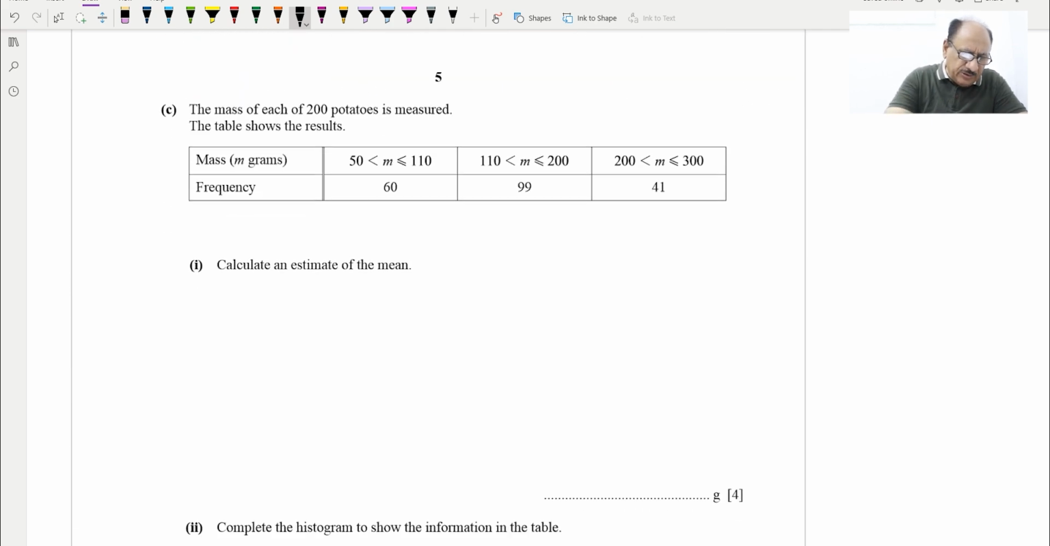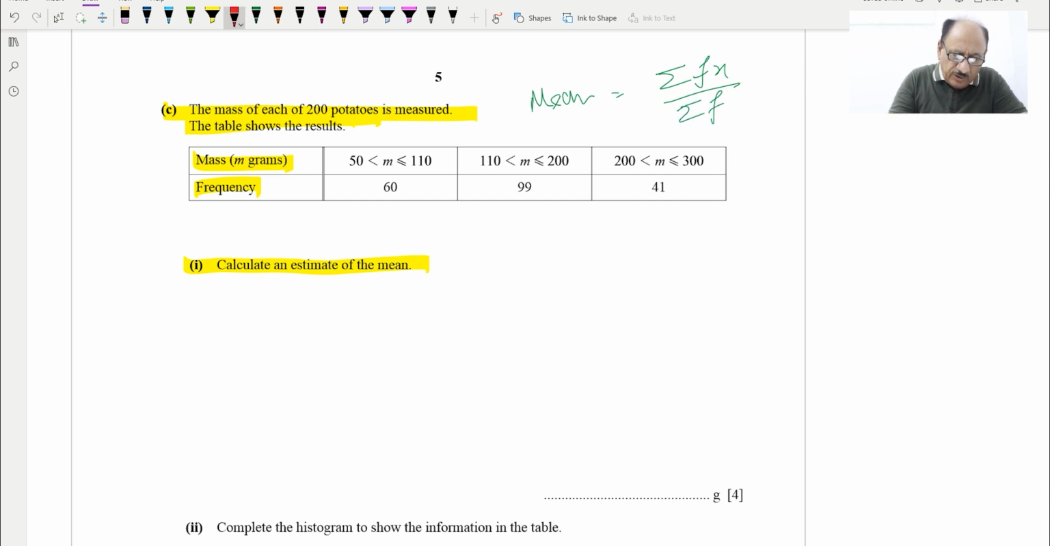Part C says the mass of each of 200 potatoes is measured. The table shows the students. This is the mass in grams and this is the frequency. Calculate the estimate of the mean. So for the mean we have already done the formula. Mean is equal to sigma fx over sigma f.